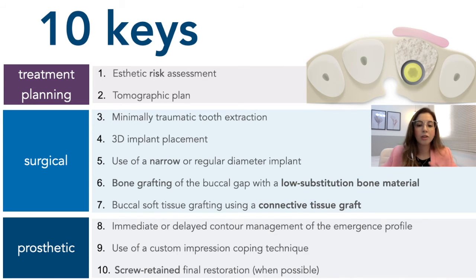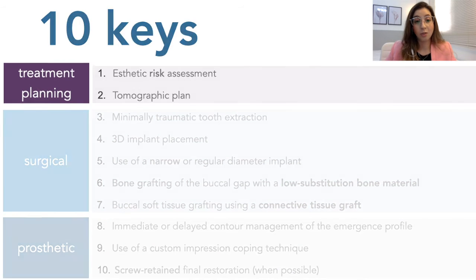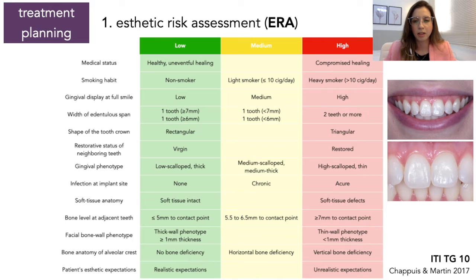But today we're not going to talk about the surgical or prosthetic keys. Let's focus on the treatment planning ones. So let's begin with the aesthetic risk assessment. Here, it is important to align the case complexities, such as a high smile line, a thin gingival phenotype, with the patient's expectations. Nowadays, patients want symmetry, a perfect outcome. So it is important to see the limitations of each case. And we use it in all aesthetic cases that we perform.